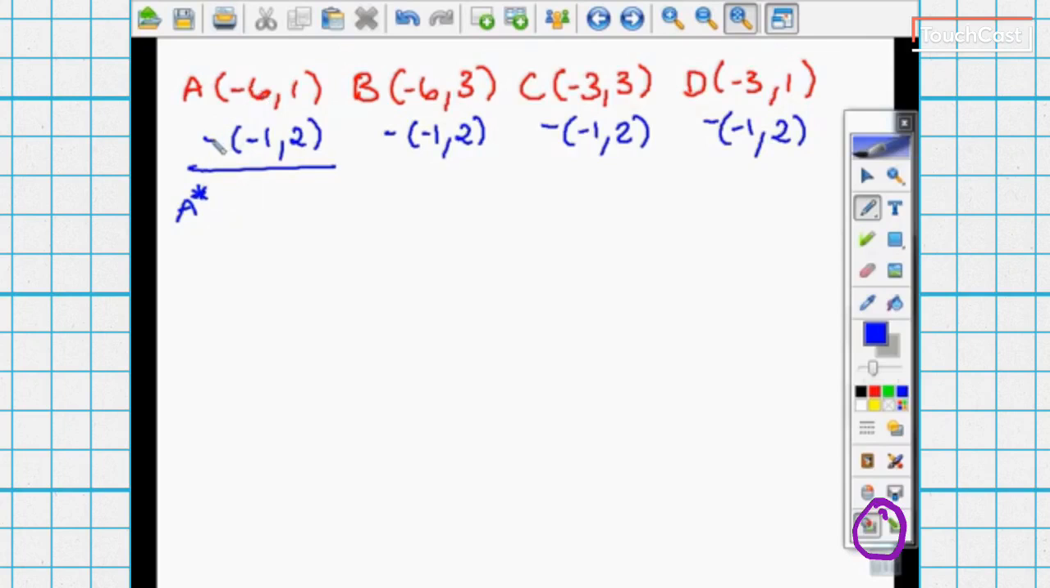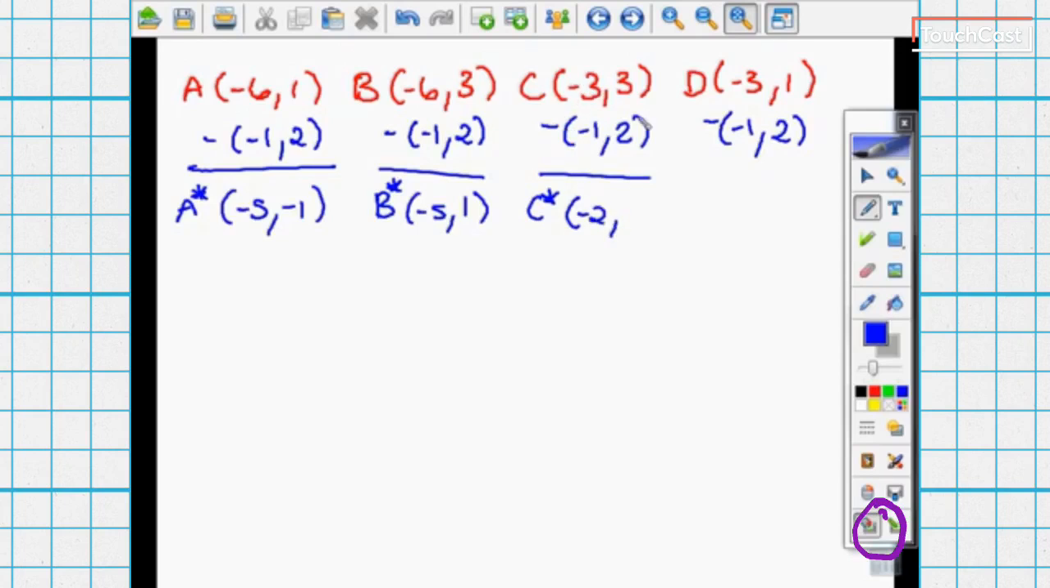Okay, so -6 minus -1 is like -6 plus 1, which is -5. 1 minus 2 is -1. My new B that I'm going to work with here is -6 minus -1, which is -5, and 3 minus 2 is 1. My pretend C, -3 minus -1 is -3 plus 1, which is -2, and then 3 minus 2 is 1. And then my pretend D, -3 minus -1 is -2, and then 1 minus 2 is -1.